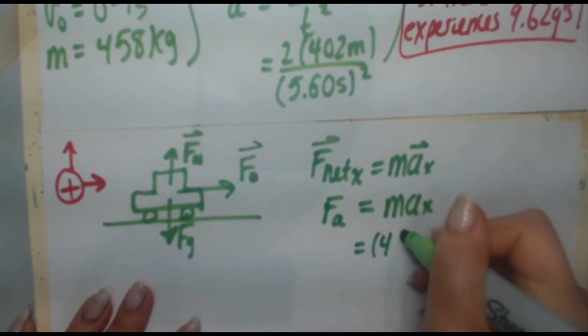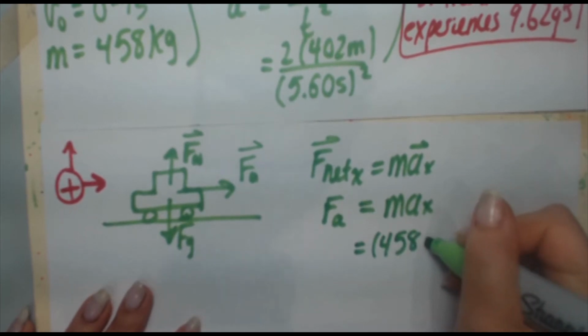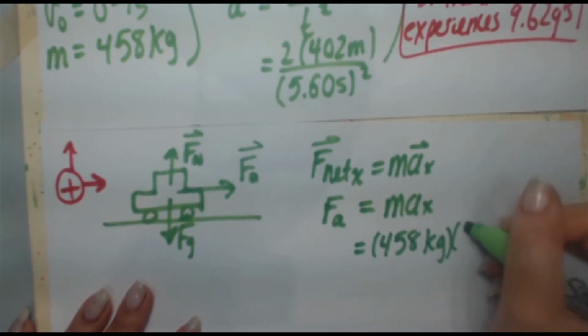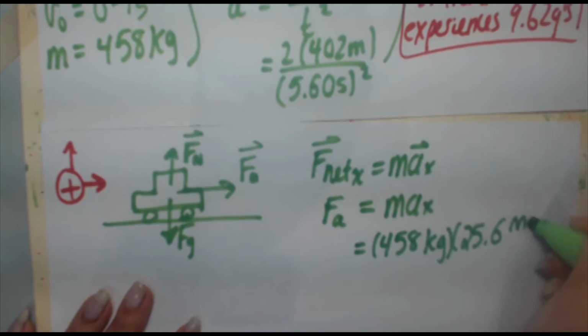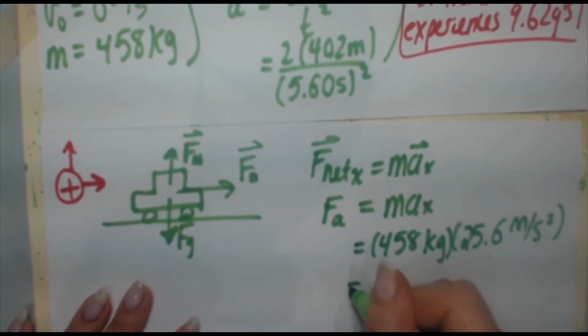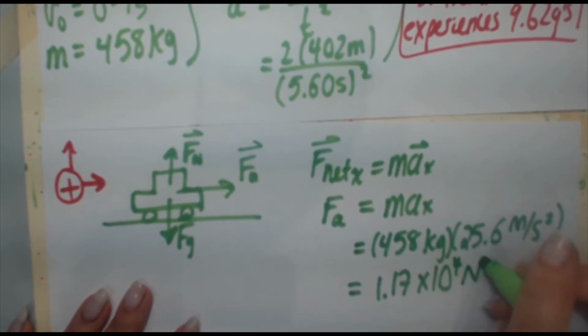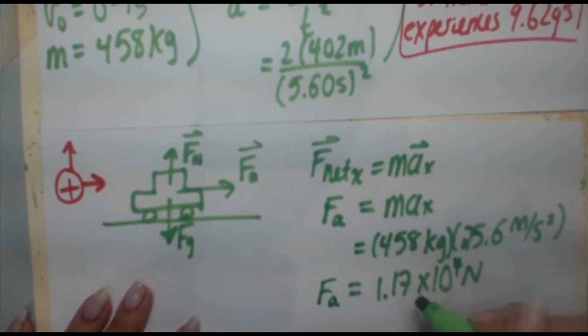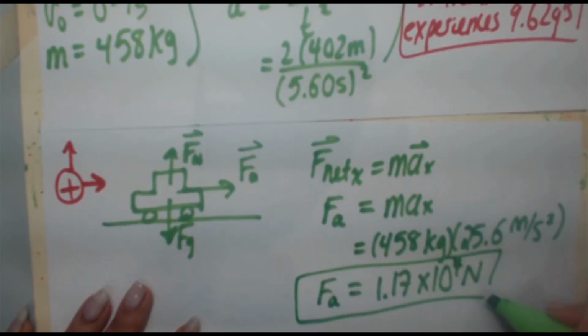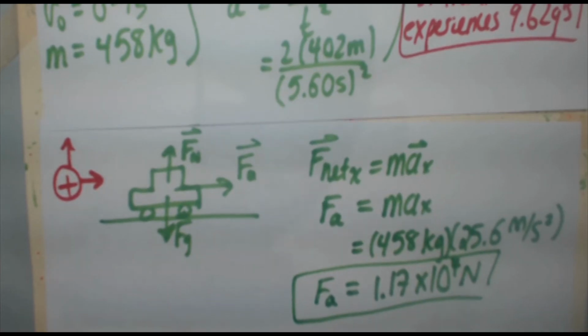So the mass, 458 kilograms, times 25.6 meters per second squared, and you end up with 1.17 times 10 to the 4 newtons. That is the horizontal force that the road must exert on the tires in order for the car to finish that track in 5.60 seconds.